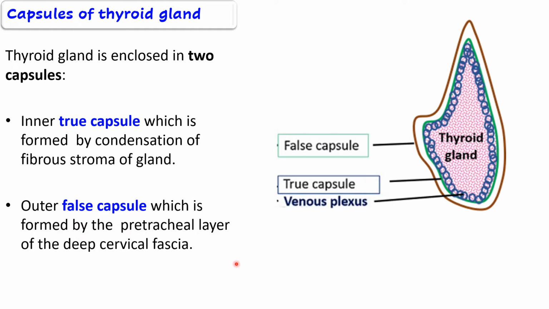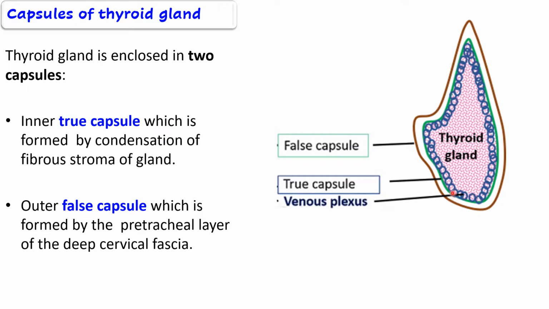If you remember your deep cervical fascia, it has an investing layer, a prevertebral layer in front of the vertebra, and a pretracheal layer. Remember, the thyroid gland is located anterior or in front of the trachea, right? So this will be enclosed by splitting off the pretracheal layer of deep cervical fascia, which forms its false capsule.